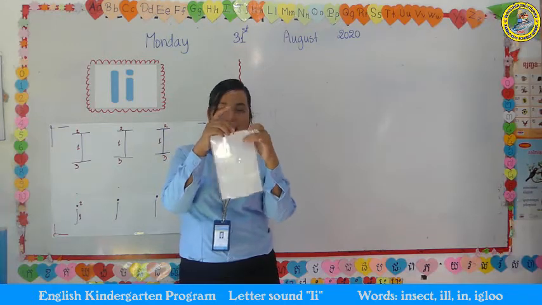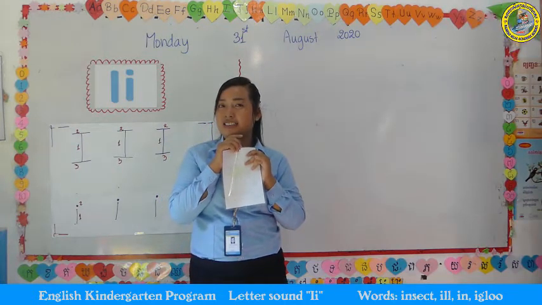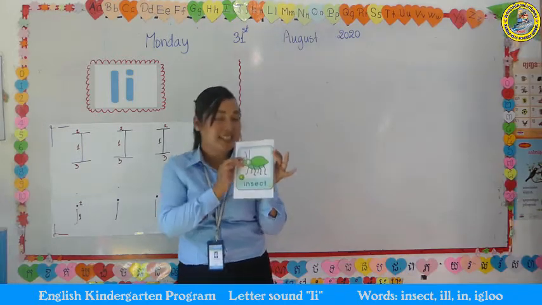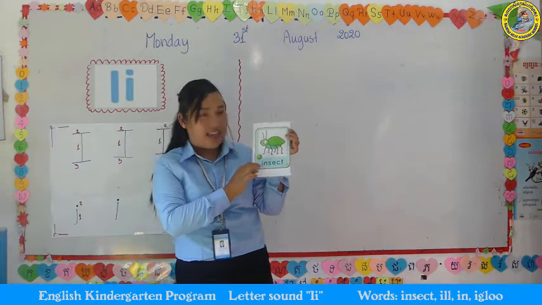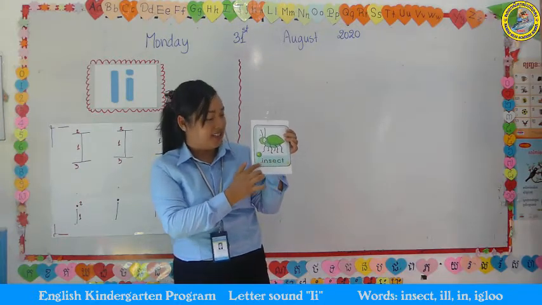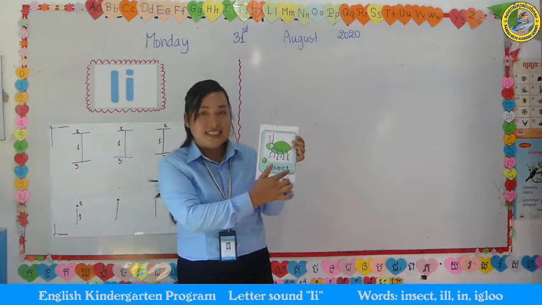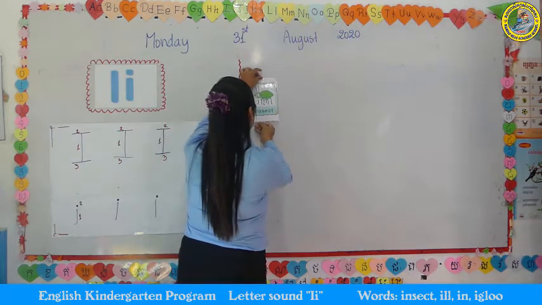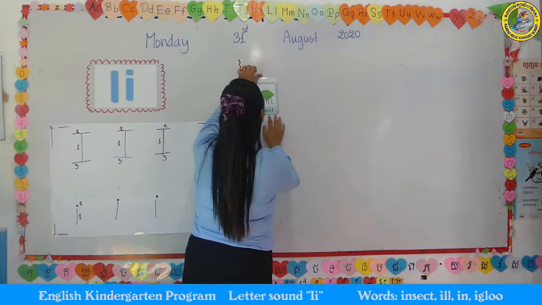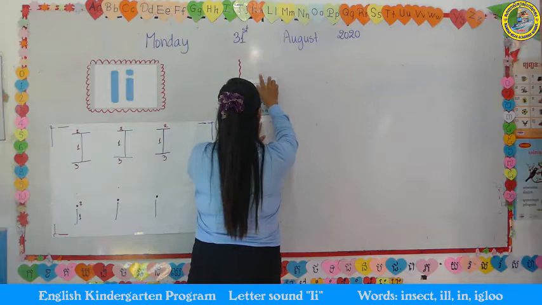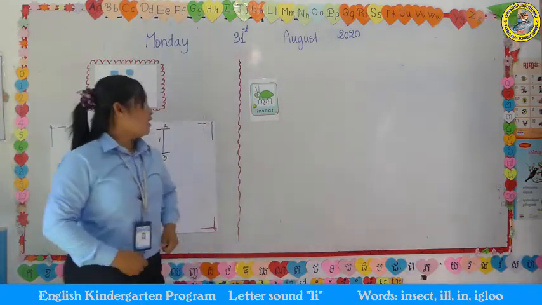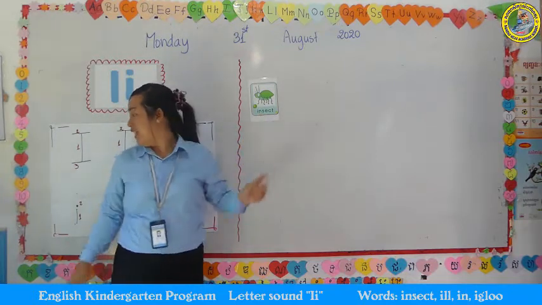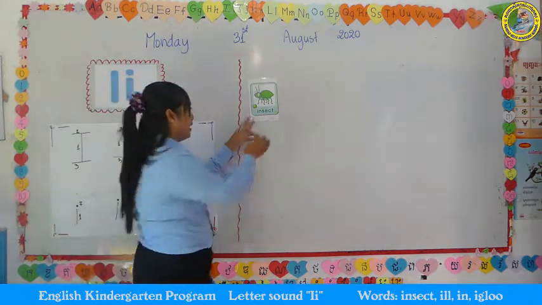Can you guess? Yeah, I can tell you. What is it? It is insect. Okay, insect. Insect is a word that starts with the letter I.